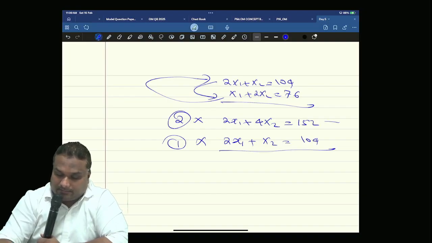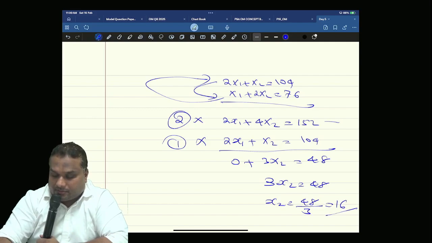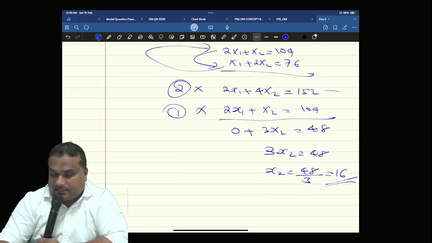Now deduct. 2x1 minus 2x1, 0. 4x2 minus x2, 3x2. 152 minus 104, this is 48. That means 3x2 equal to 48. x2 is equal to 48 divided by 3, equal to 16. x2 is equal to 16.